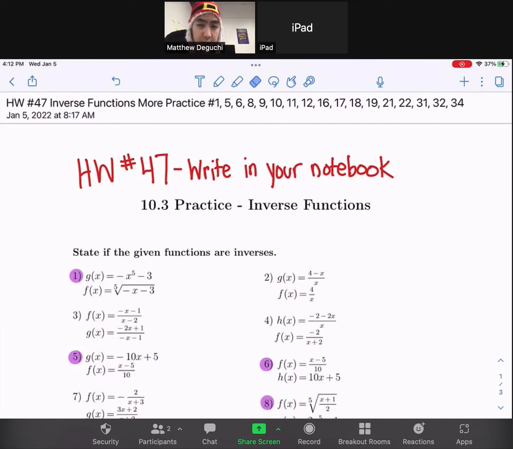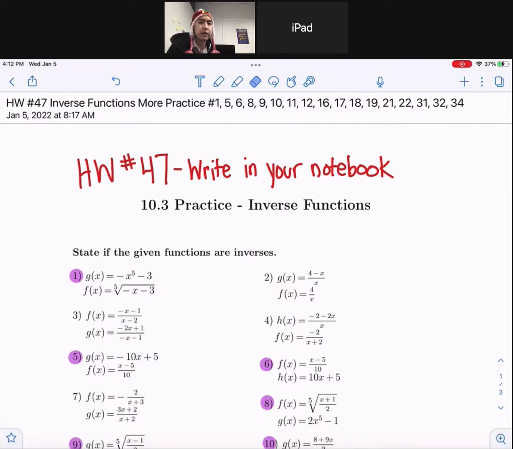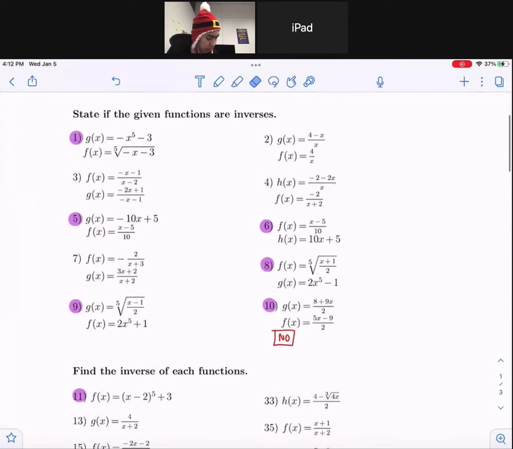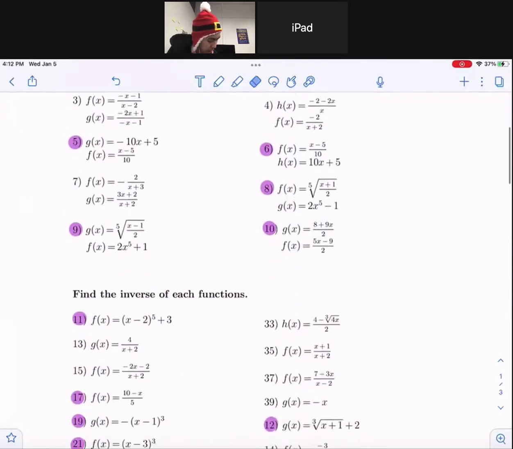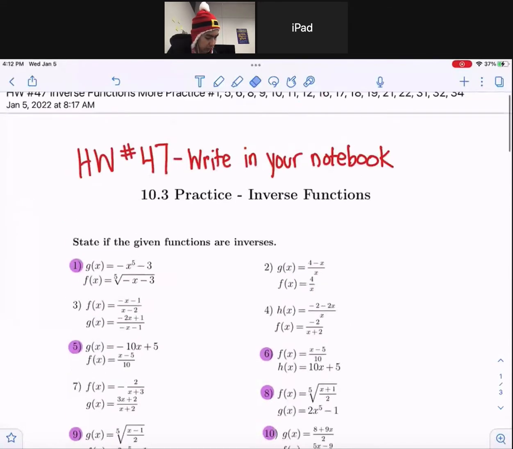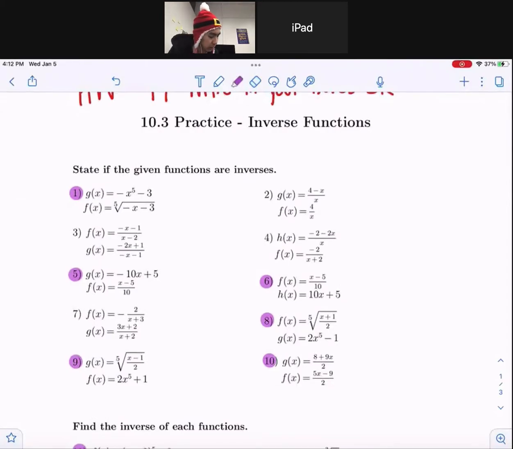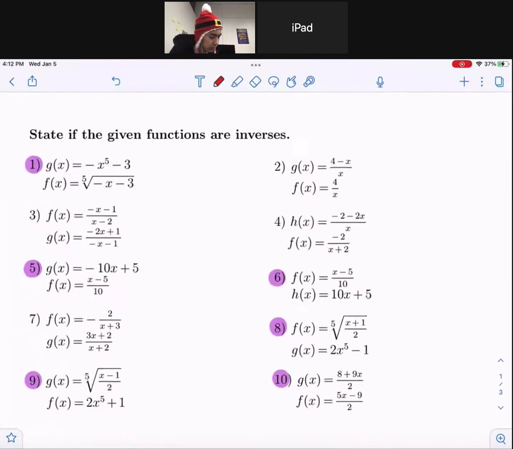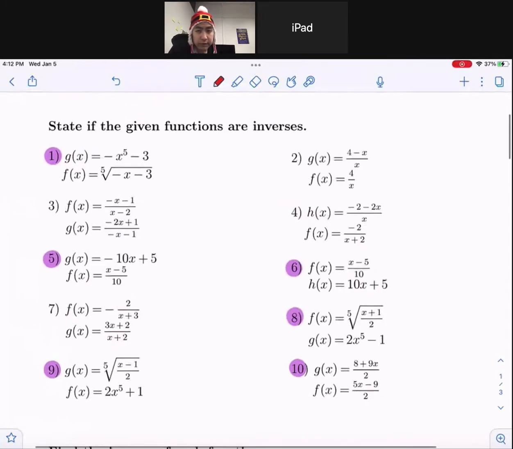Okay, so here's your guys' homework on even more practice on inverse functions. Let's go over probably the first couple of these and maybe two from here, and then have you guys try the rest on your own. For all of these, state if the given functions are inverses of each other.